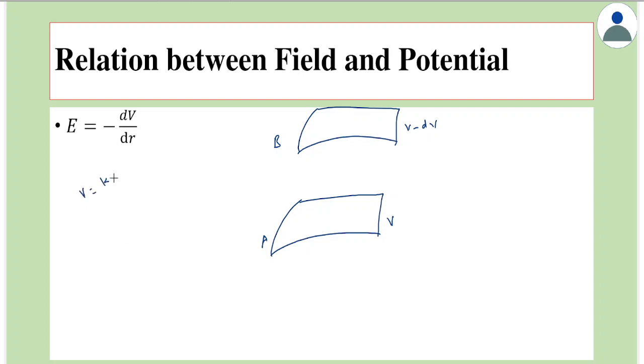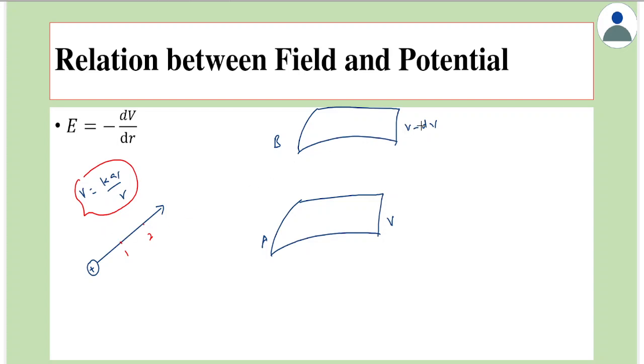Let's recall the electric field due to a point charge. It is given as KQ by r squared. If you have a positive charge somewhere here, then the field goes out like this. If we take points 1 and 2, it is very obvious that the field at point 1 would be greater than the field at point 2, and from the formula the potential at point 1 would be more than that at point 2.